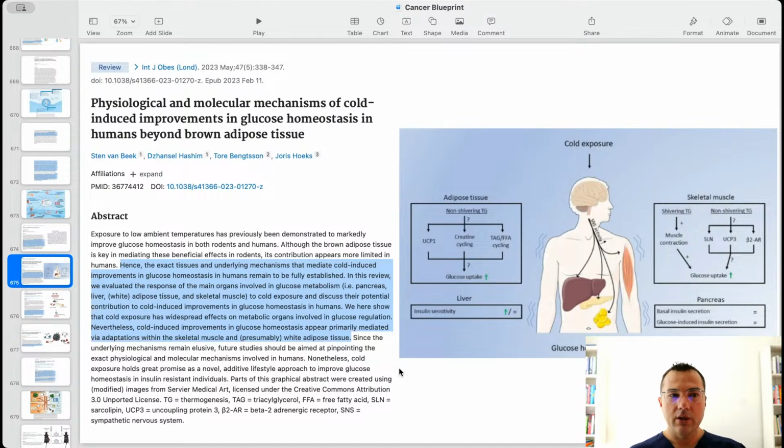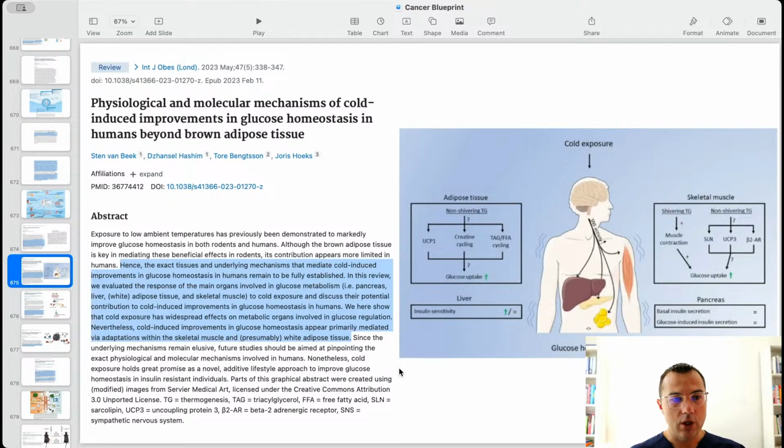Now, mind you, the first paper we looked at was from 1985. So we're talking about a long time of research, but unfortunately very little research has actually been done. So it's just really sad that even in 2023, there is an incomplete understanding of how something as simple as being in cold water or cold temperatures can induce improvements in glucose homeostasis, but I'll digress.